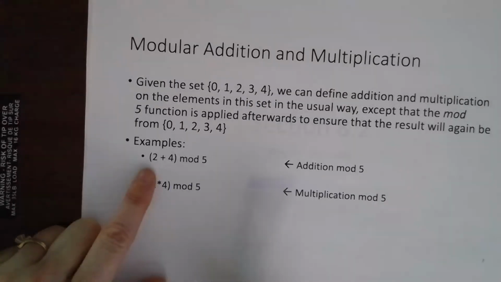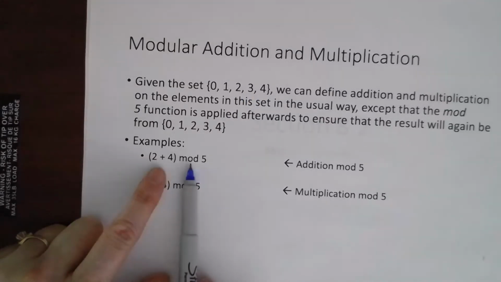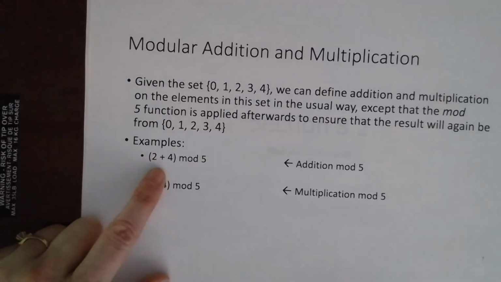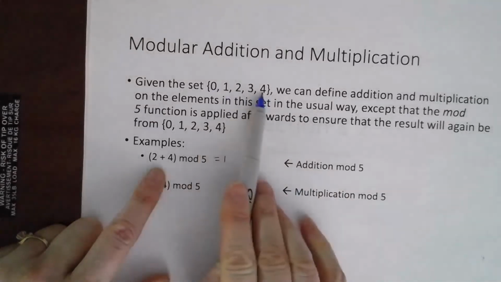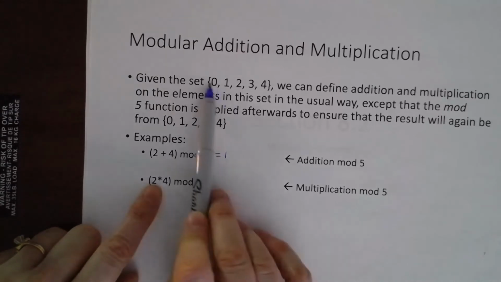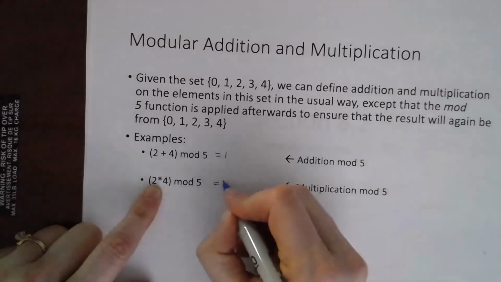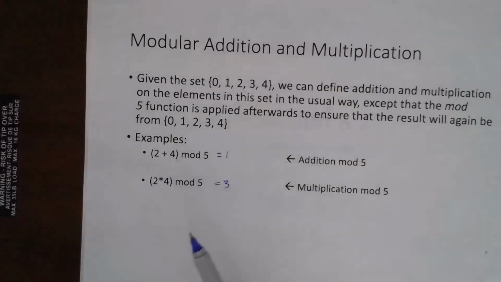So even if I do 2 plus 4, that's 6, which takes me outside of this set. But as soon as I do mod 5, well, 6 mod 5 is 1, and it puts me back in the set. Multiplication: if I do 2 times 4, that's 8. It takes me out of this set. But if I do 8 mod 5, that's 3, and I'm back in the set. So modular arithmetic is a way for me to guarantee that my result is always back in the original set where my operands came from. And it's very handy for lots of different applications.